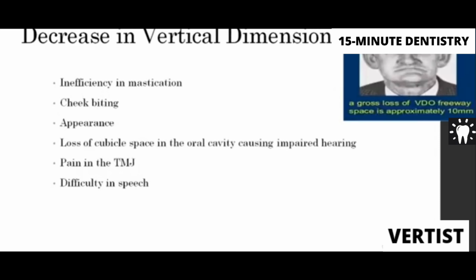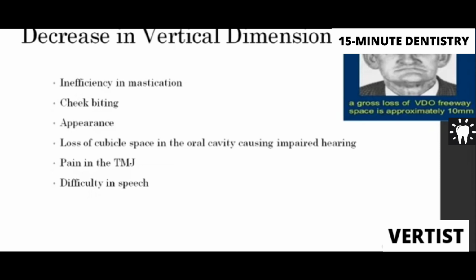Now, sometimes it may happen that you give too much freeway space, or you give less vertical dimension of occlusion. If you see such patients, when the patient is using the dentures and closes, you see here that the height of the face, the lower third of the face, is reduced too much. This is because of the too much freeway space which is given. Now, what are the consequences? When the freeway space is too much or the vertical dimension of occlusion is too little, the patient can apply less masticatory force. So the muscles have to overclose the jaw to bring the teeth into contact with each other.